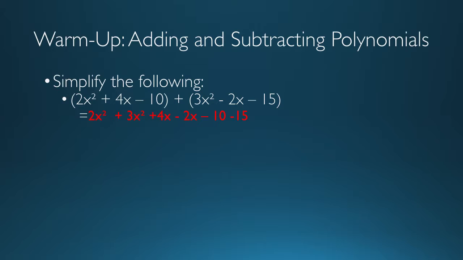First thing we need to do is group all our like terms. So 2x squared plus 3x squared will be grouped, and 4x minus 2x will be grouped, and then minus 10 minus 15. And when we combine our like terms, we end up with the answer of 5x squared plus 2x minus 25.